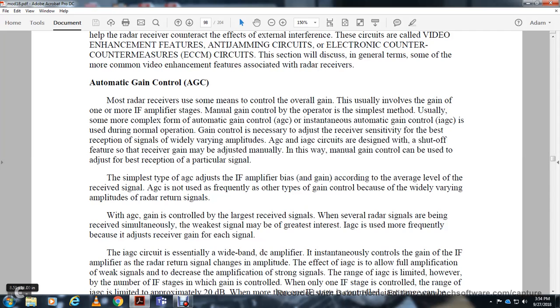Gain control automatically adjusts the receiver sensitivity for receiving signals of widely varying amplitude. Instantaneous automatic gain control is designed with a shut-off feature. Receiver gain may also be adjusted manually, and the manual gain control can be used to adjust for the best reception of a particular signal.